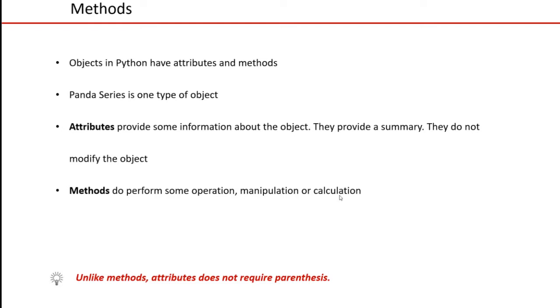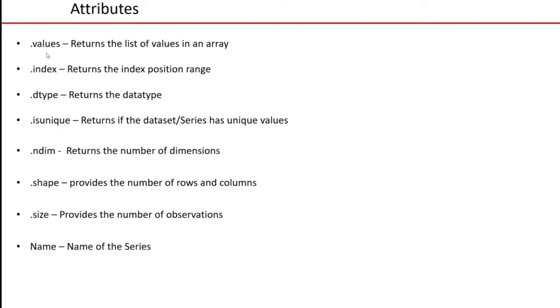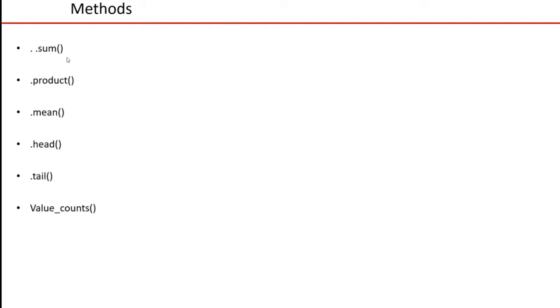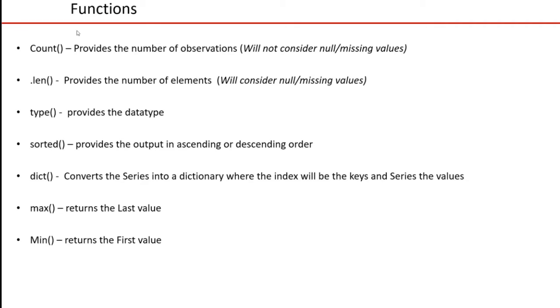And unlike methods, attributes do not require parentheses. The following are some of the attributes. And since these are attributes, parentheses are not added. We will look at each of these attributes in detail. These are examples of methods, and Python also provides some inbuilt functions. We will look at these functions also.